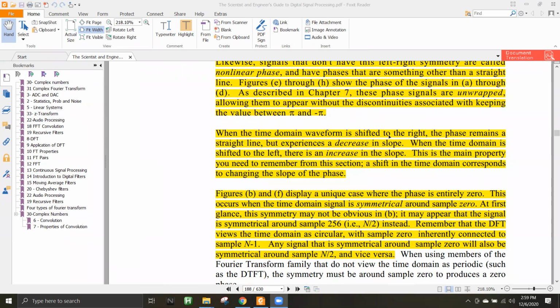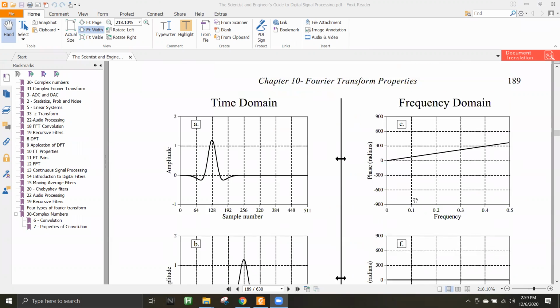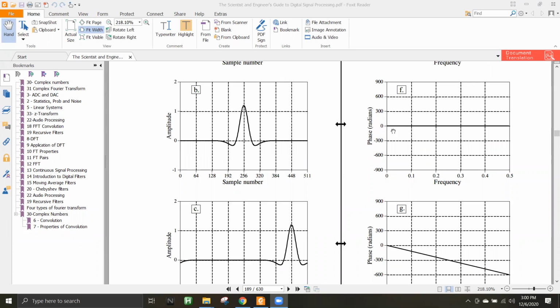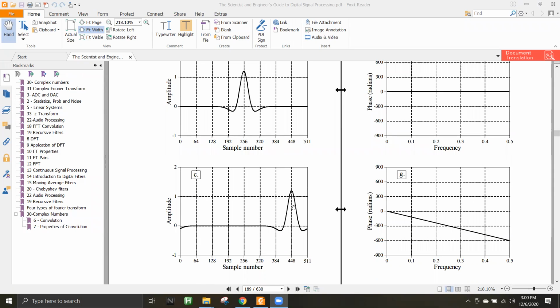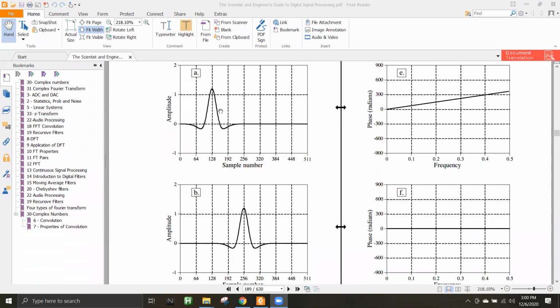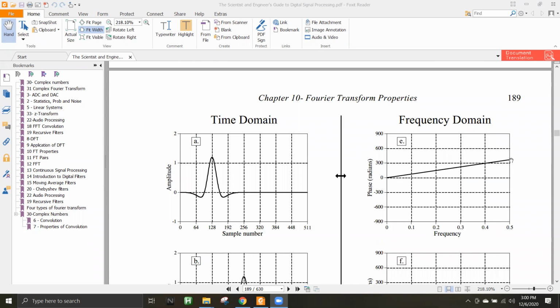That is, when the time domain signal is shifted to the right, the phase remains a straight line but experiences a decrease in slope. So this is what is being shown here. If this is a horizontal line slope, we'll talk later about how we know that. For now, remember that if it is right shifted, the slope would decrease. Just assume that for such a symmetric signal, we would get a horizontal line phase. If we right shift it, we get a decrease in slope. If we left shift it, we get an increase in slope.